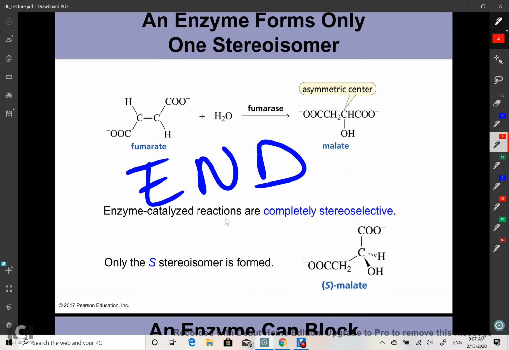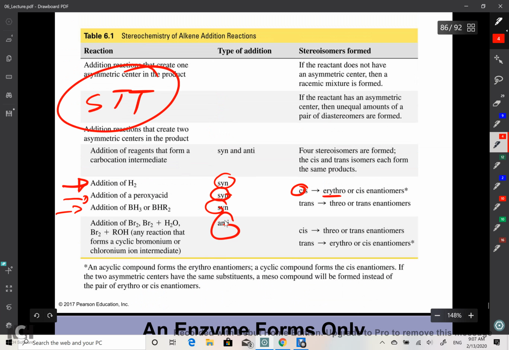You said that before we wrote that syn, if you start with Z, you go to erythro. Say that again. For syn, if you start with Z, which is cis, right? You go to erythro, right? Yeah. And then for anti, I had that if you start with E, you go to threo. Yeah, but that's what we're saying, right? That's what STT is. For anti, I had that with E, you go to threo.